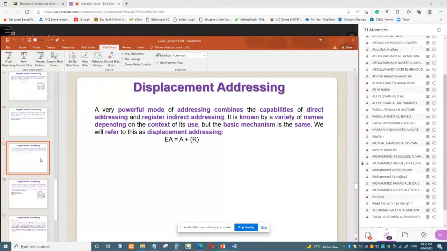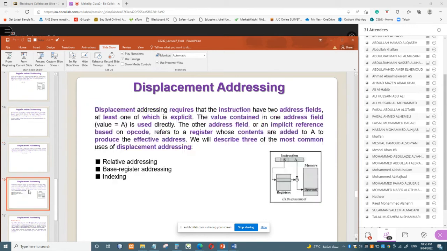Yes, clear. Okay. Now, displacement addressing. In case of displacement addressing, you will see that it's a very powerful mode of addressing. Out of displacement addressing, there are mainly 3 different types of addressing we'll see. One is called relative addressing, another is called base register addressing, and the other is called indexing.